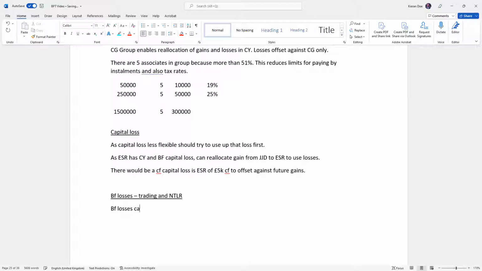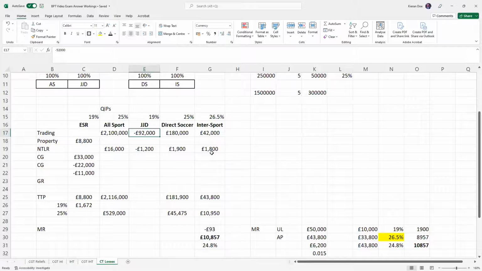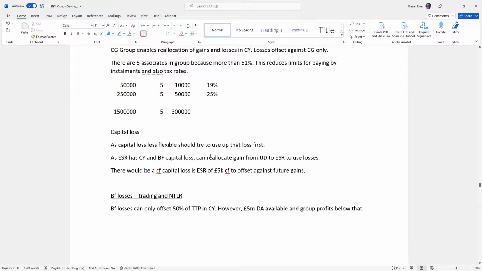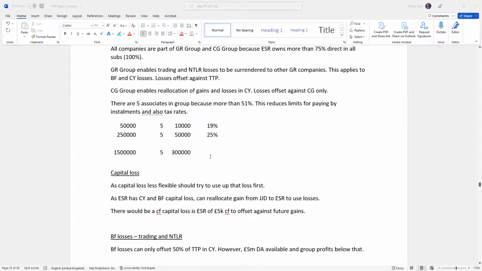Brought forward losses can only offset, and we've already explained that you can group relieve them, so we don't need to explain that again. They can only offset 50% of total taxable profits in the current year. However, there's a £5 million deductions allowance available, and group profits are below that. We went through this in detail, and we saw this a lot in the MB question. And that had a much different tax profile, didn't it?